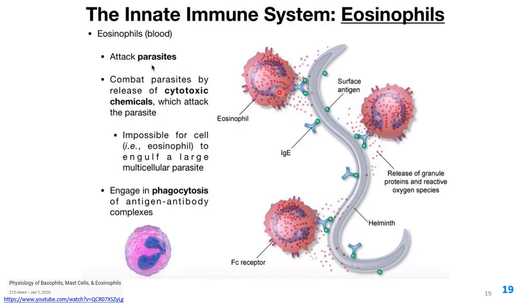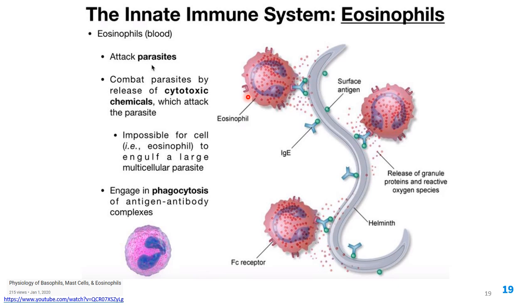They are going to interact with worms or bigger things than themselves, and they're going to dump those granules to cause damage to those bigger worms. Once the pieces of the worms get chopped off, if they are smaller than the eosinophil, then this guy is going to be able to phagocytose. Otherwise, it can't eat something bigger than itself.